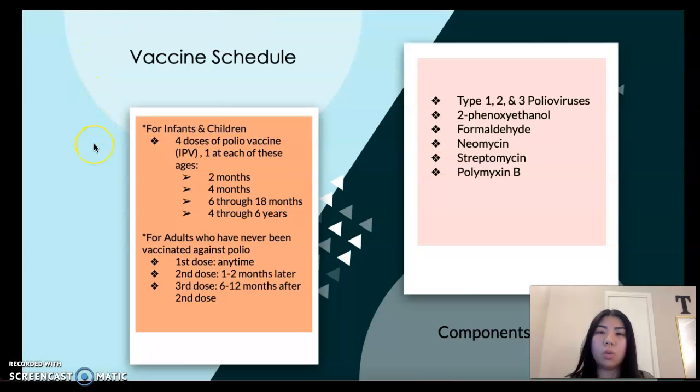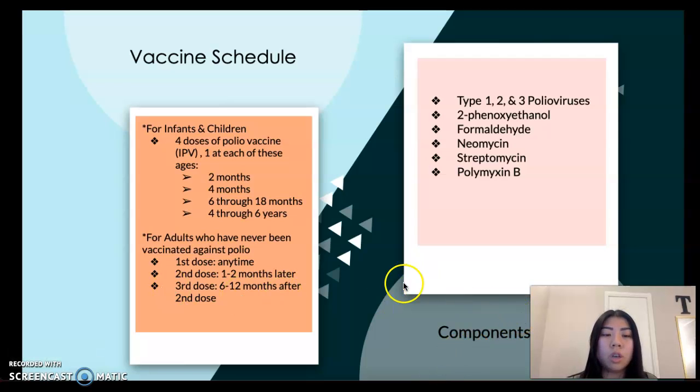This is the recommended vaccine schedule for infants and children who have not been vaccinated against polio. The 4 doses of IPV vaccine are administered at each of the corresponding dates. There is an accelerated schedule available for children who are traveling internationally to countries where polio is still present. For adults who have never been vaccinated against polio, they are going to receive 3 doses of the inactivated polio vaccine: the first dose at any time, and then the following doses at these corresponding times. Booster vaccines are available for those who are more susceptible to polio or have more risk of exposure to polio.